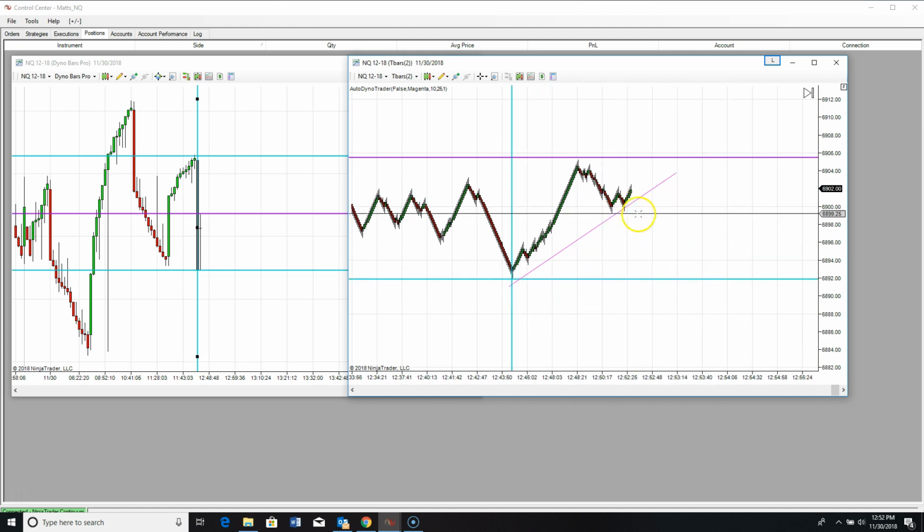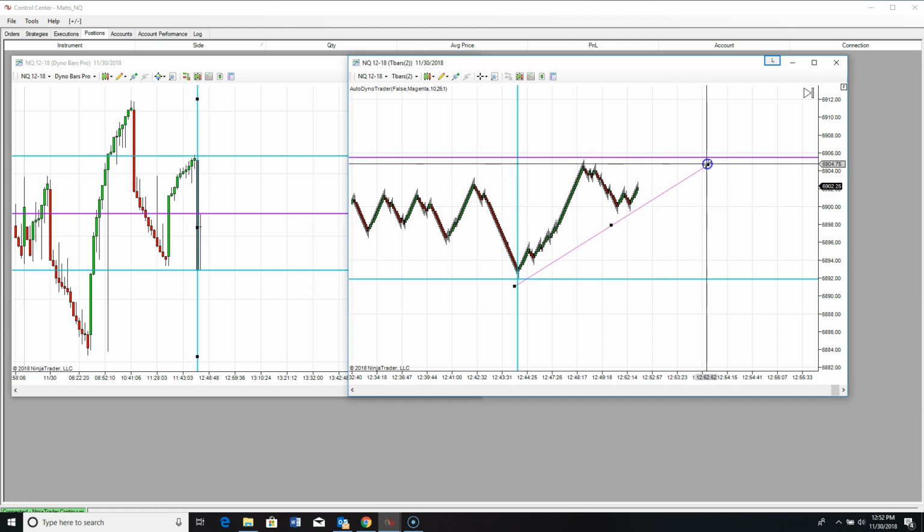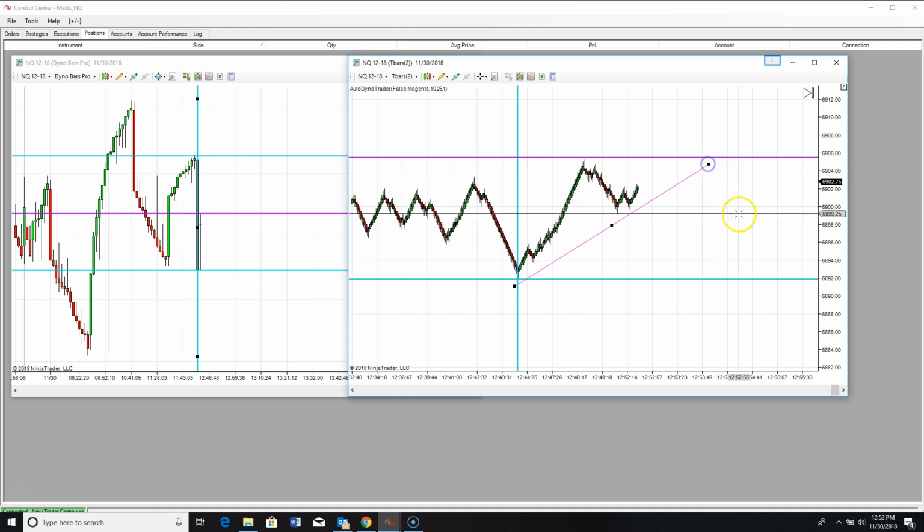Precisely why I give it some padding. We might have executed, it's hard to tell. We might have executed if I had it flush up there, and then we would have just been stopped out. So I'm going to readjust on this pivot here, give it a little padding.